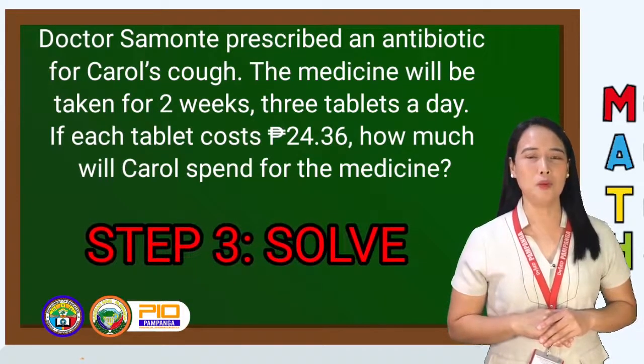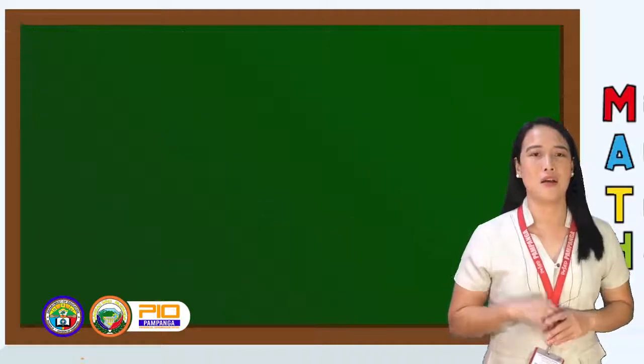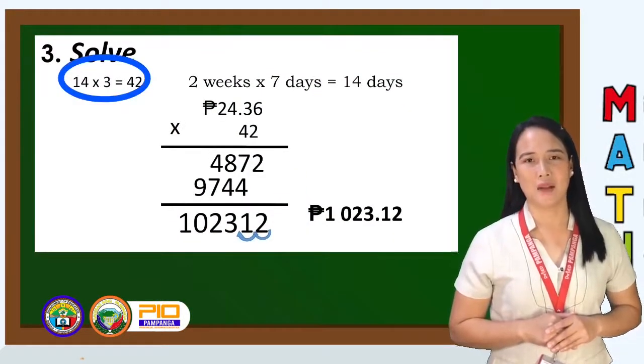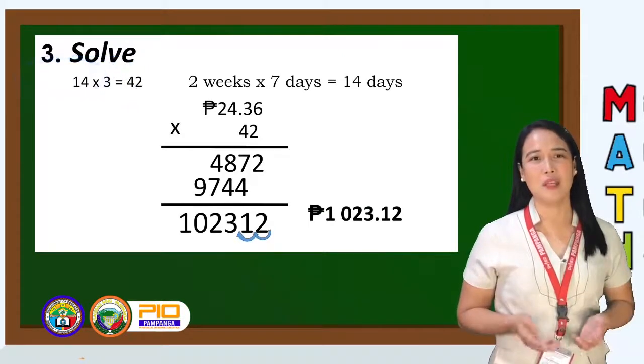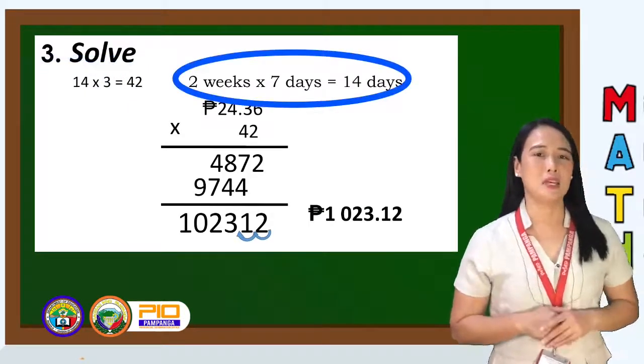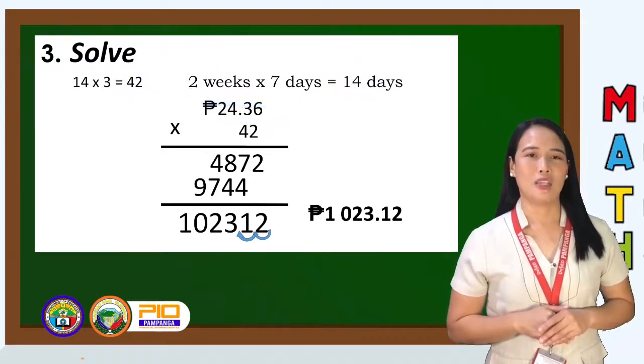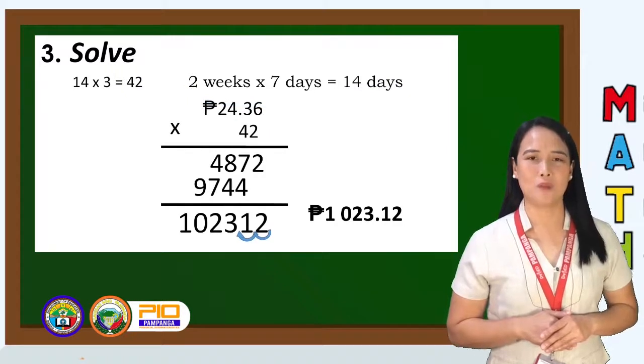Our third step is solve. We are going to compute for the correct answer. First, we will multiply 14 and 3. How did we get 14? 2 weeks times 7 days. That would be 14 days. So the answer is 42.